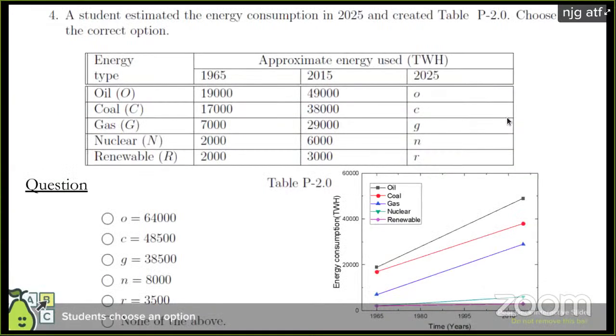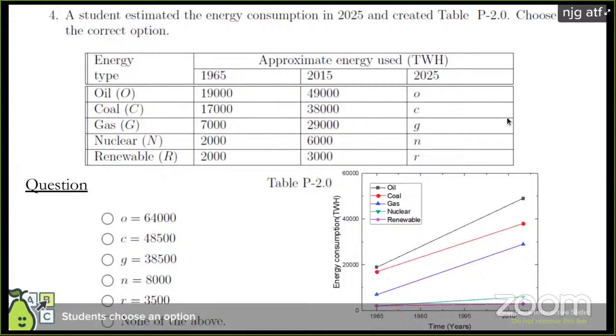A student estimated the energy consumption in 2025. He wanted to estimate what the energy consumption will be in the year 2025 and created this table. You have to choose the correct option. We have given a set of six options. These are the energy types in the table: oil, coal, gas, nuclear, renewable. The approximate energy used is given for 2 years, 1965 and 2015, and for 2025 he estimated some values.